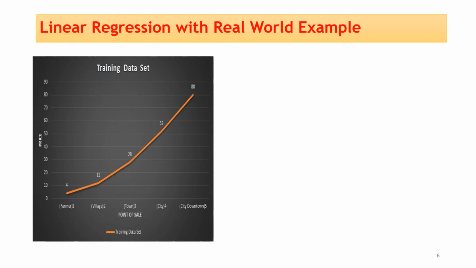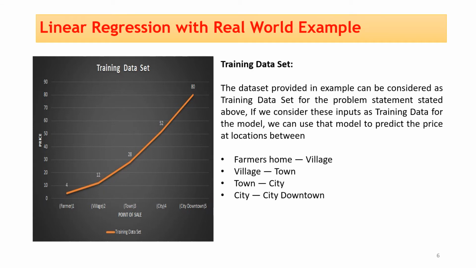Similarly for village, it will be equal to 12. Then for town, it will be equal to 28, like 52. And for city downtown, it is equal to 80. Now this graph, we can call it a training data set. Now what is a training data set?